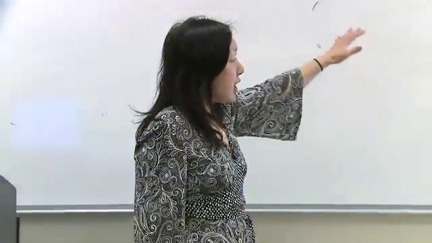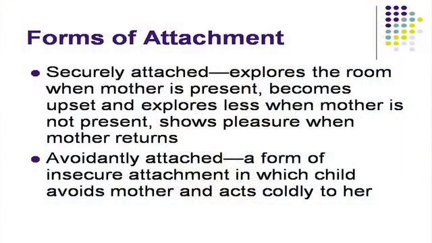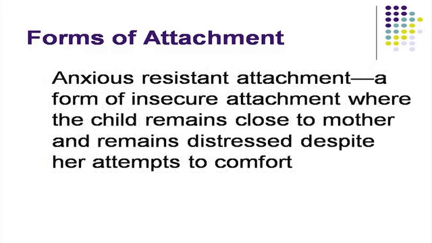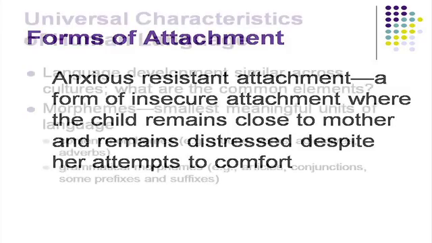One is called securely attached: explores the room when mother is present, but becomes upset and explores less when mother is not present, but shows pleasure when mother returns. That's securely attached, all right? Another one is called avoidantly attached, a form of insecure attachment in which the child avoids the mother and acts coldly to her, okay? Anxious resistant attachment, a form of insecure attachment where the child remains close to mother and remains distressed despite her attempts to comfort. So different types or forms of attachment like that.